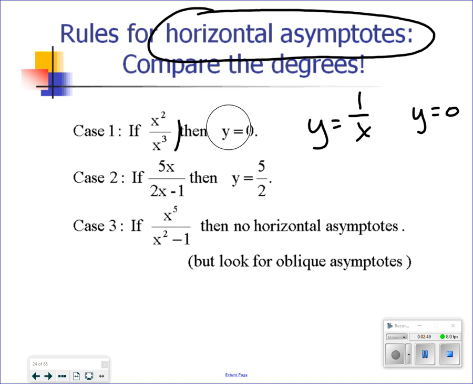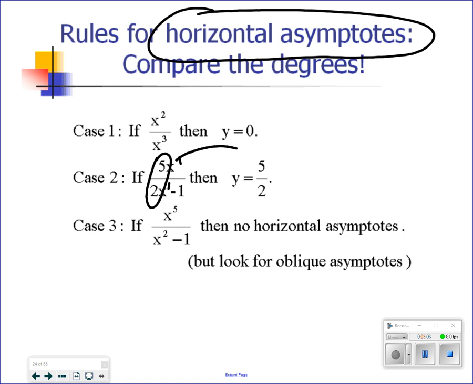Next, I'm going to erase here. If the degree of the top is the same as, so notice that the top is x to the first and the bottom is also x to the first. So the degree of the top is the same as the degree of the bottom. The coefficients make the horizontal asymptote. So I'm going to do another example over here.